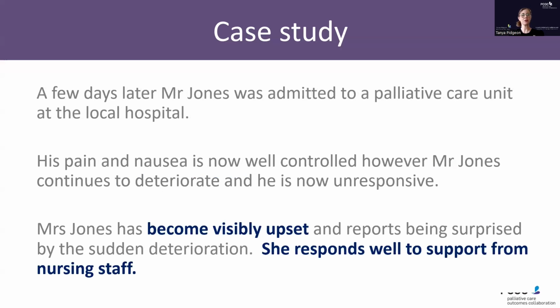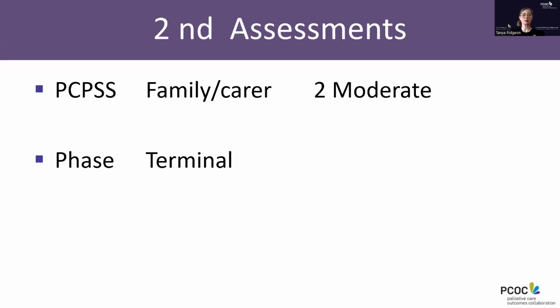So what is the correct phase and what is the correct palliative care problem severity score for family carer now? We found the palliative care problem severity score for family carer to be a 2 or moderate and assigned the terminal phase to Mr. Jones and his family.